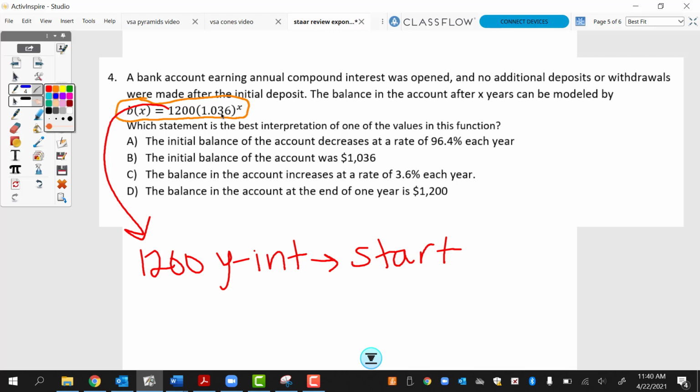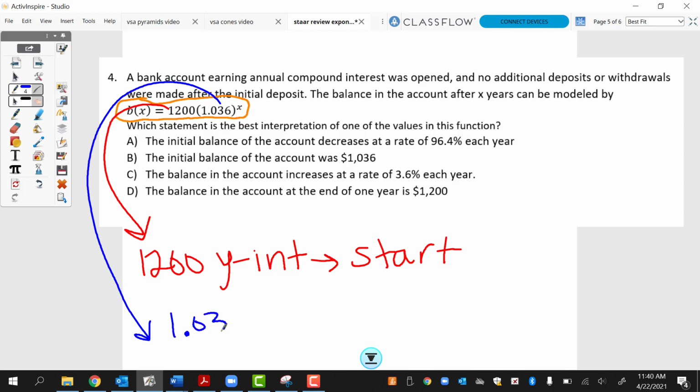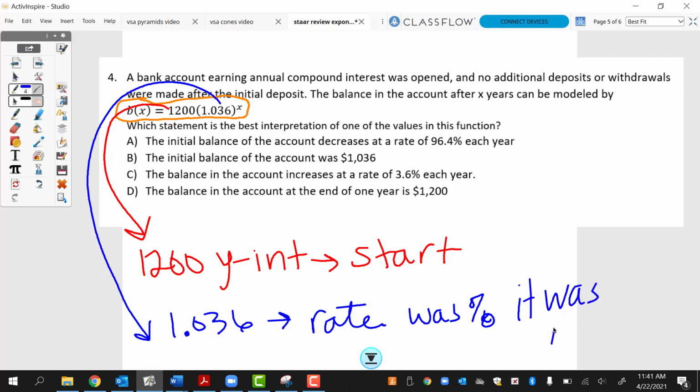Okay, we know the inside number, 1.036, that's the rate. So that's how it changed. Now, since it's a decimal, that's making me think it was a percent. When it was a percent, if I got 1.036, does that mean that it was increasing or decreasing? Well, if it's bigger than 1, that means it was increasing. Okay. Why is this not writing?